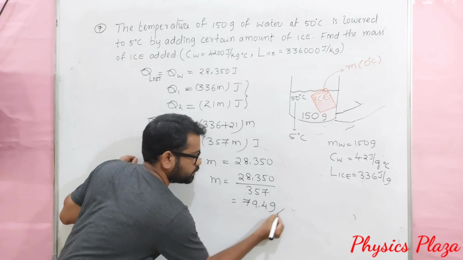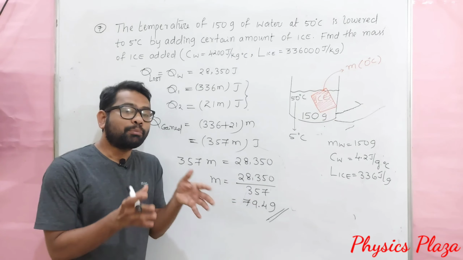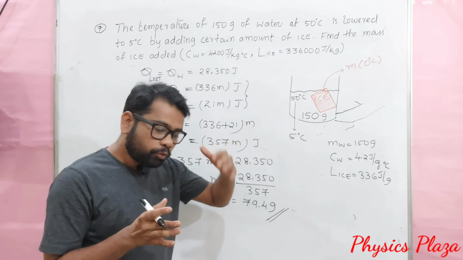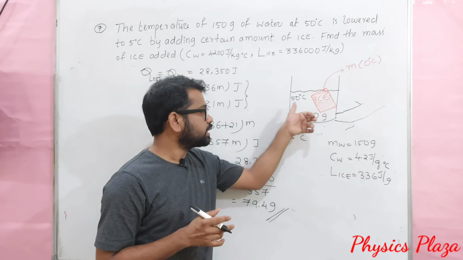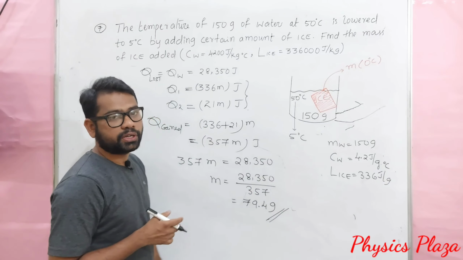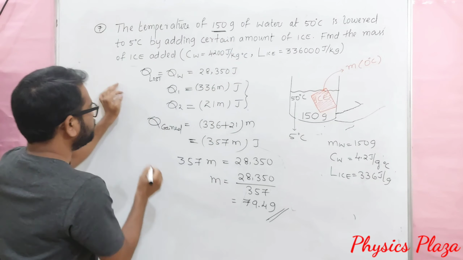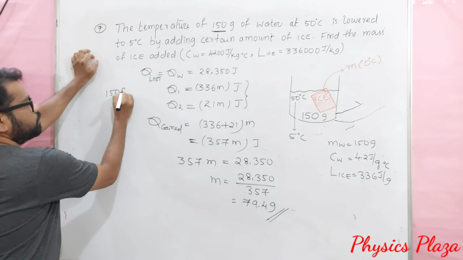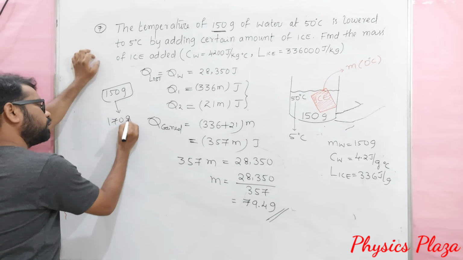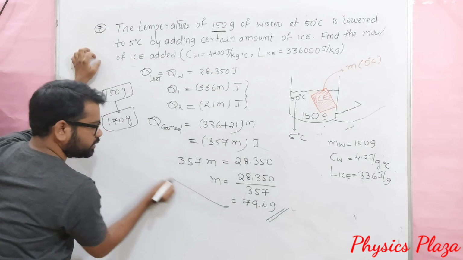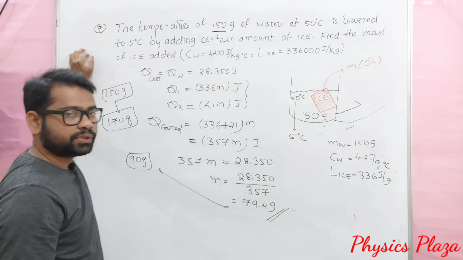79.4 grams. Children, m is equal to 79.4 grams of mass is needed to bring down the temperature of 150 grams of water from 50 degrees Celsius to 5 degrees Celsius. Okay children, fine. In the place of 150 grams of water, if you take 170 grams of water, then you will get this as 90 grams. Okay children, copy it.